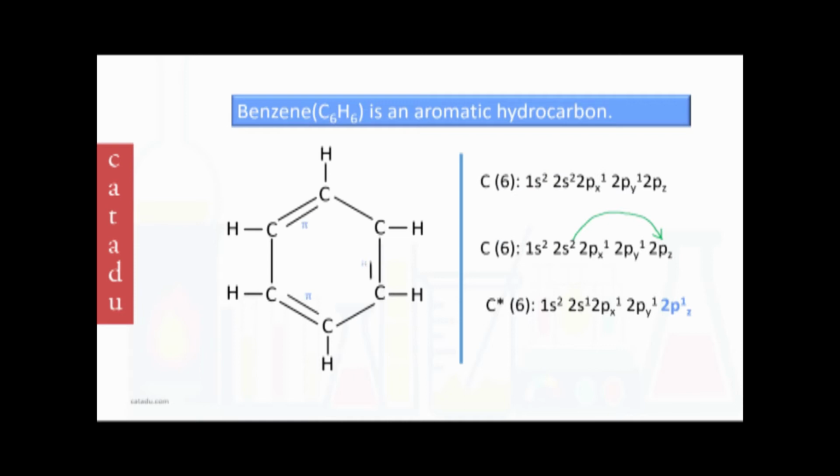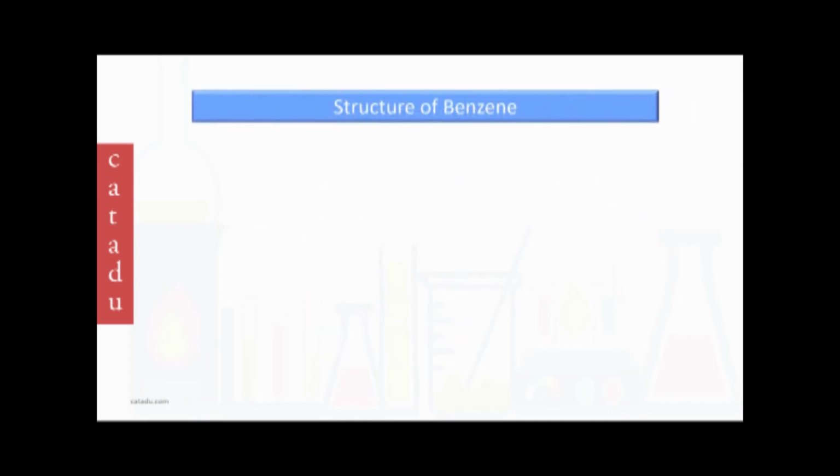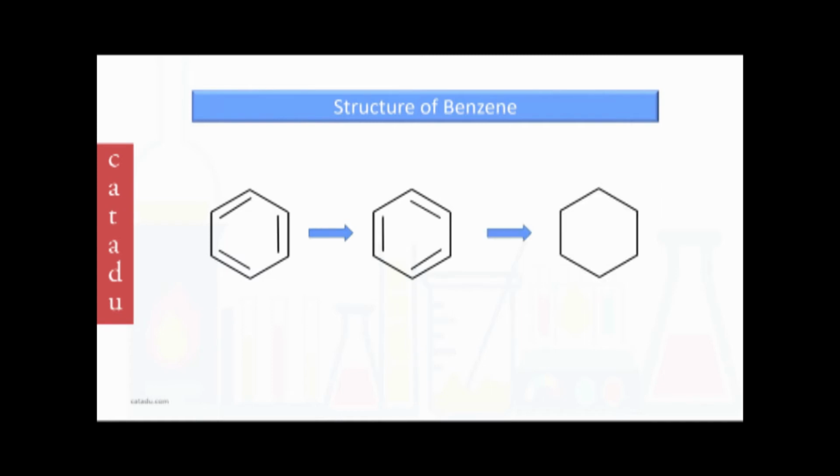But these pi bonds are not fixed. Structure of benzene. This is the structure of benzene, that is the skeletal structure, but the pi bonds are not fixed. The alternative pi bonds we can show here. So the pi bonds are rotating, so this is called delocalized electrons.